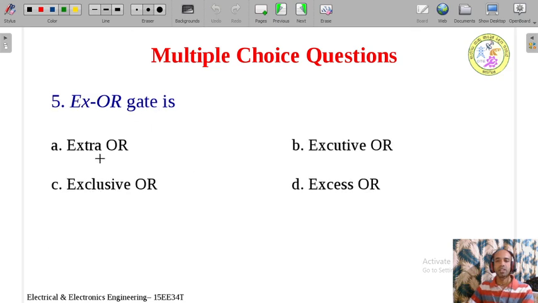XOR gate is extra OR gate, executive OR gate, exclusive OR gate, and XS OR gate. You know, this X stands for EX. X stands for exclusive OR gate. The correct answer is option C, exclusive. EX stands for exclusive OR gate.